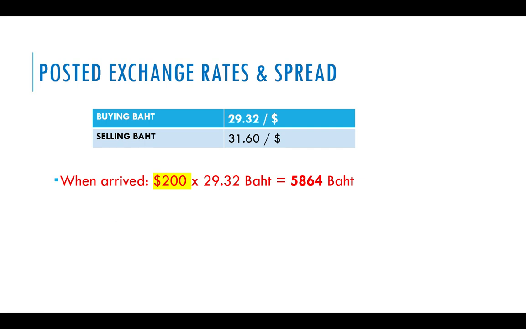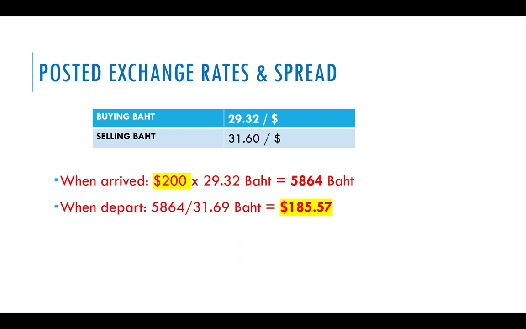So we've got 5,864 baht in our pocket. We are doing a lot of shopping. Somehow we just don't need this money. So we want to give it back and get dollars back. So when we depart, we take that 5,864 baht, but we have to give them 31.69 baht for each of those dollars, right? So take 5,864 baht divided by the selling rate of 31.69, and you're going to be given back $185.57.